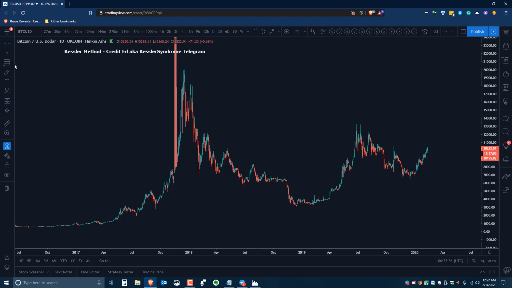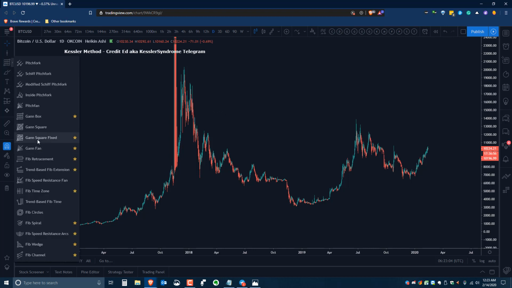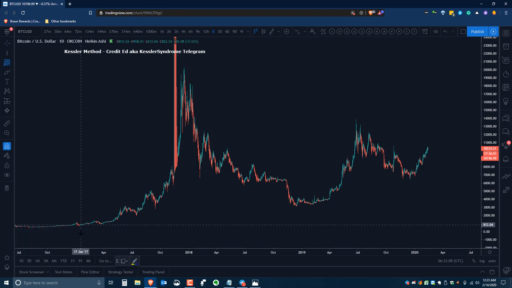Anyways, what we're going to be using here, we have Heikin-Ashi, we're on the daily, so Bitcoin, US dollar, and we're going to grab the Gann Square Fixed first, this tool. What we want to do is come from a significant low and go to a significant high. So in this case, let's look at this. The low was 714, 705 right there.